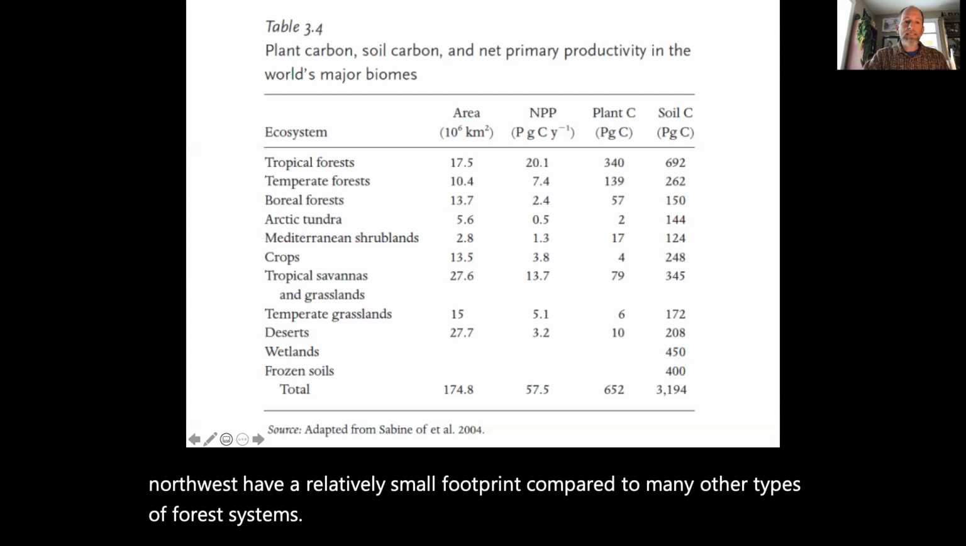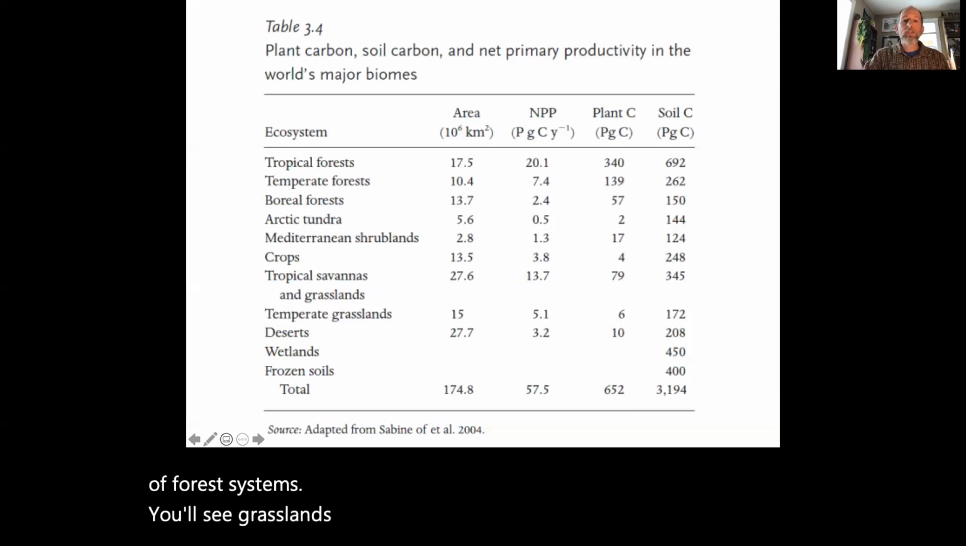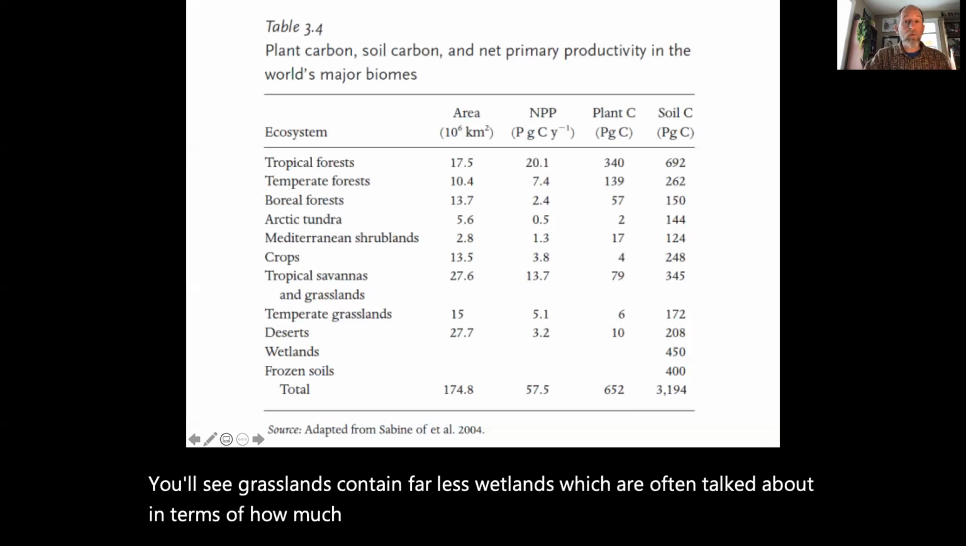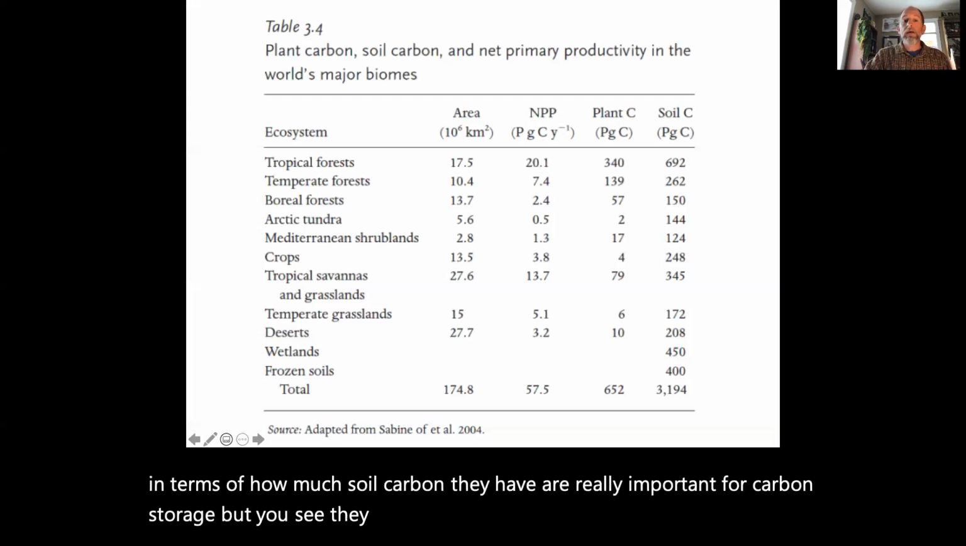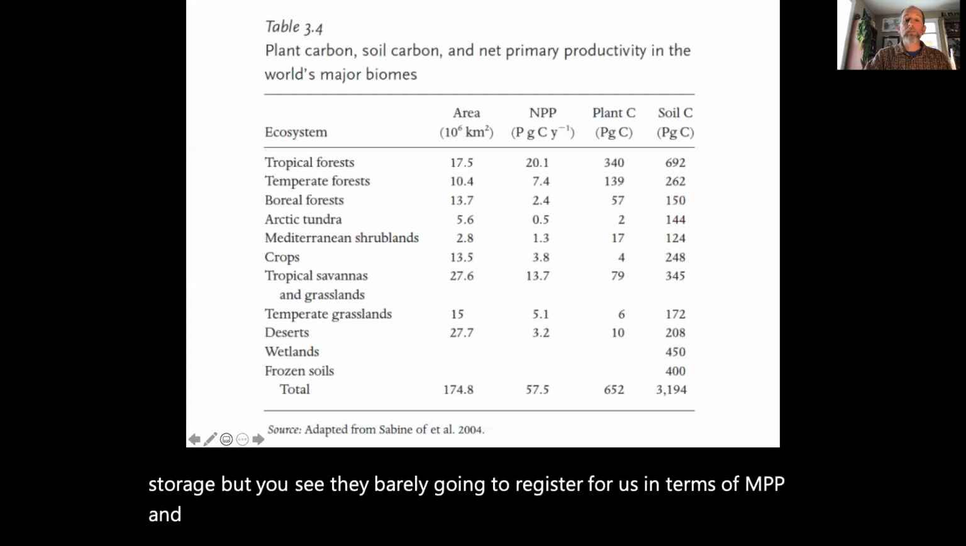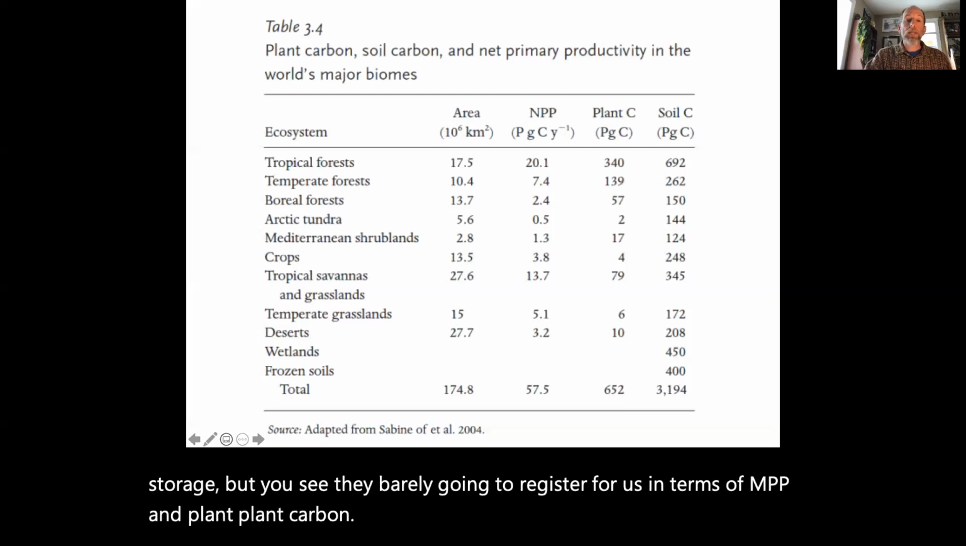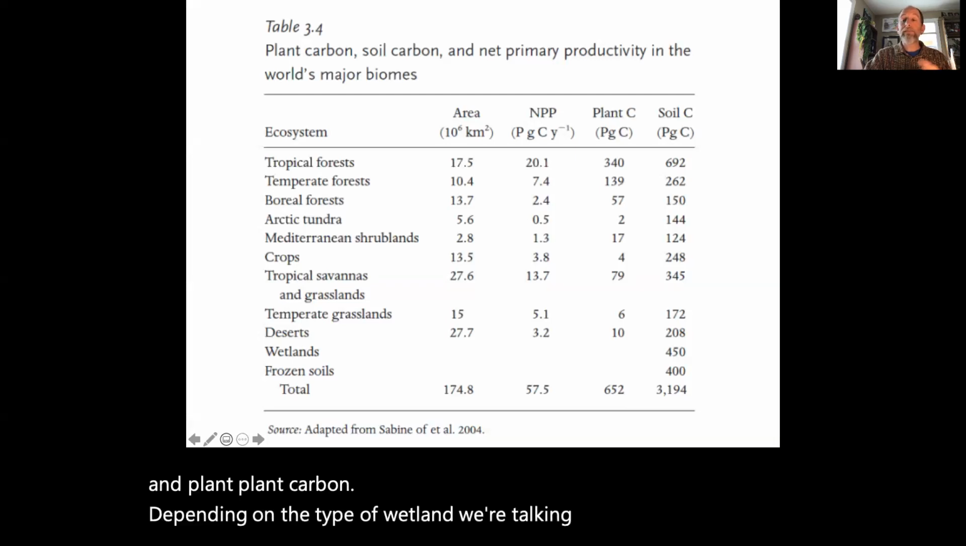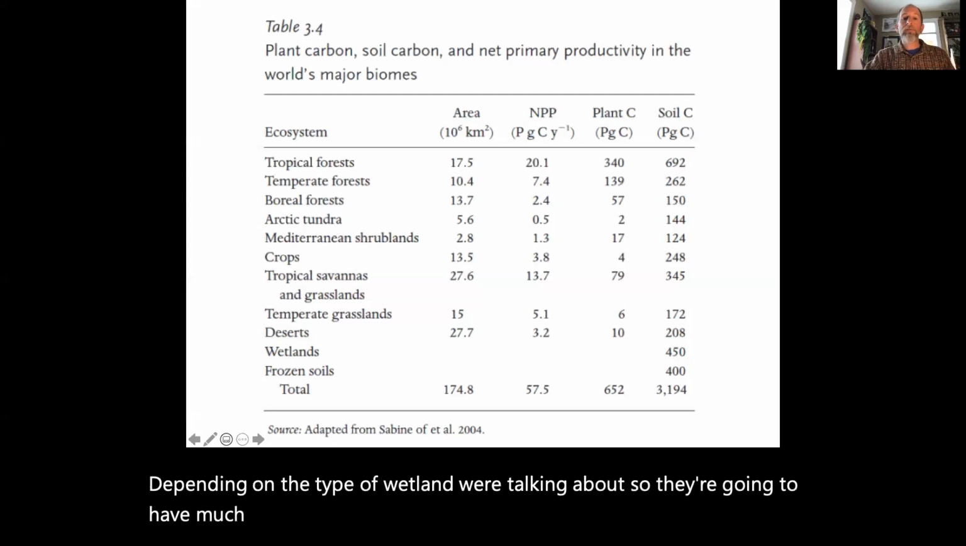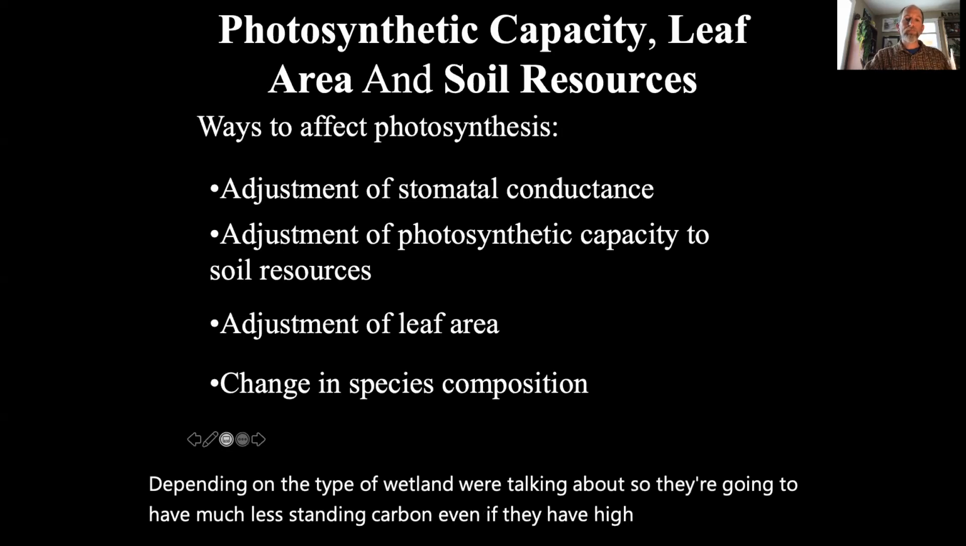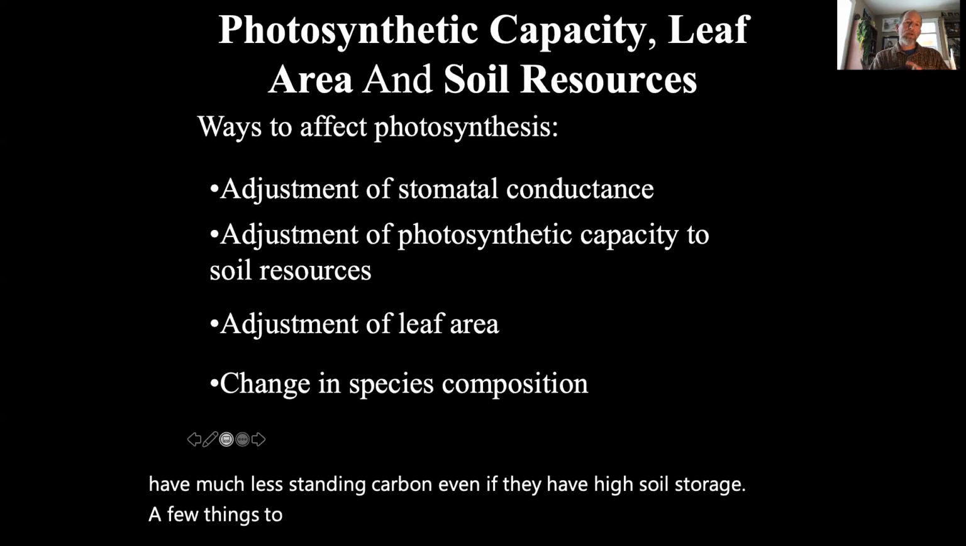You'll see grasslands contain far less. Wetlands, which are often talked about in terms of how much soil carbon they have, are really important for carbon storage, but you see they're barely going to register for us in terms of NPP and plant carbon, depending on the type of wetland we're talking about. So they're going to have much less standing carbon, even if they have high soil storage. A few things to talk about, and then we'll move on from this.